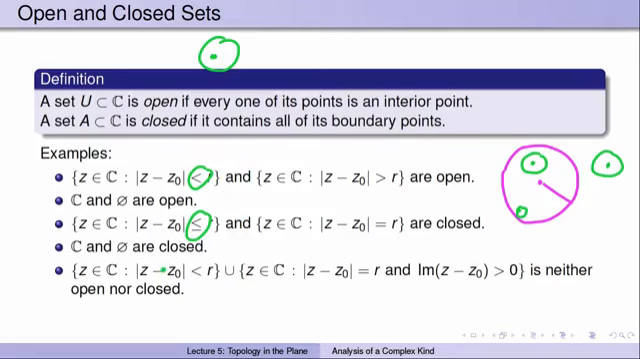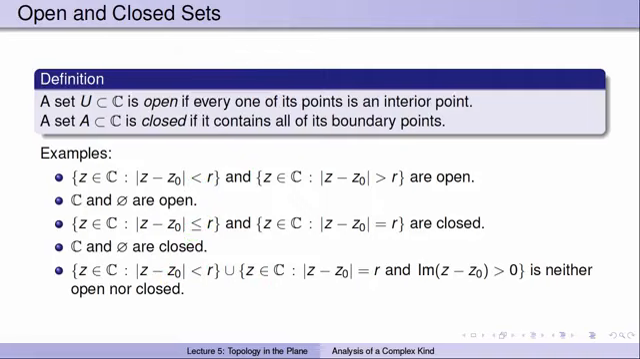Here's a set that is neither open nor closed. The set is the disk of radius r centered at c0, but now I'm including parts of the boundary, but only those parts for which the imaginary part of z − c0 is greater than 0. So I'm looking at this disk of radius r centered at a point c0.